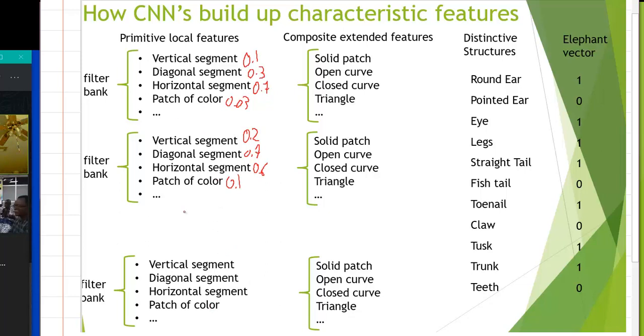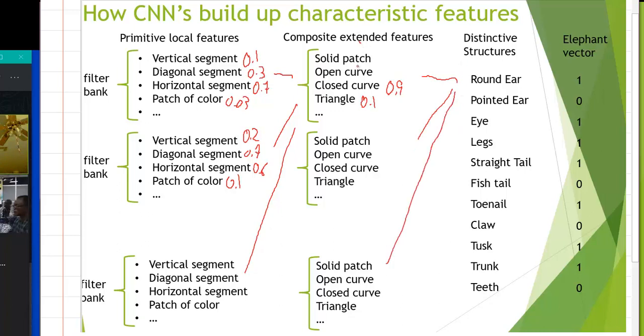Then these primitive features feed into composite features. The composite feature looks at the pattern of numbers from the primitive features and says, based on these numbers, I can assign a number to each one of these. A larger number means I have a higher confidence that this feature is actually represented by the image. So maybe this one turns out 0.9, this one turns out 0.1, and so on. So here I get numbers. Then I do the same thing again. I put these together here.